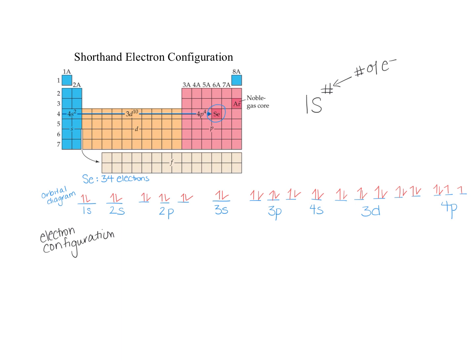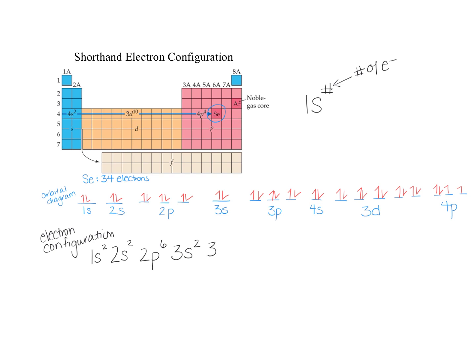So, for example, I look at 1s. I see there are 2 electrons here. And so that becomes 1s2. I look at 2s. There are 2 electrons there. That's 2s2. The next is 2p. There are 6 electrons there. That's 2p6.